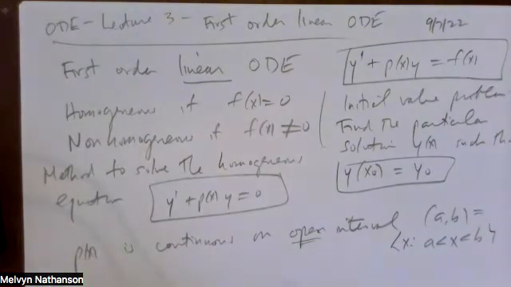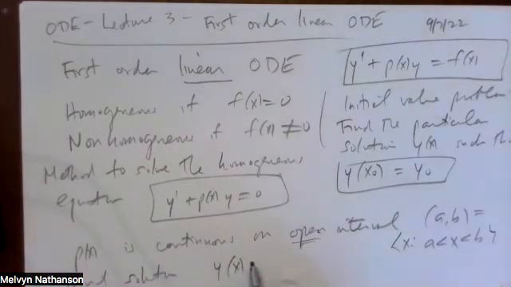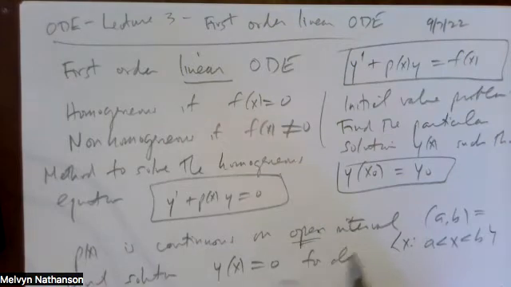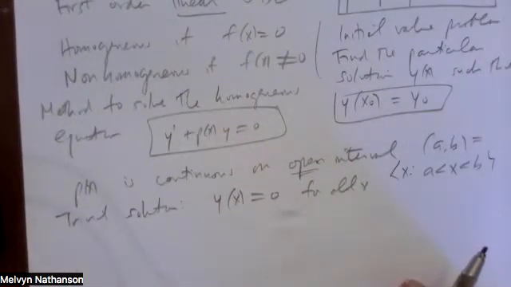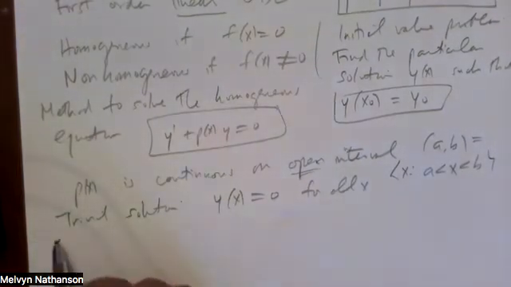And so there is what you might call the trivial solution, which is just y of x is equal to 0 for all x. Because if y is identically 0, the derivative is 0, and you get 0 plus 0 equals 0. So that's always one particular solution, but it's not the only solution. So how do we find a non-trivial solution?